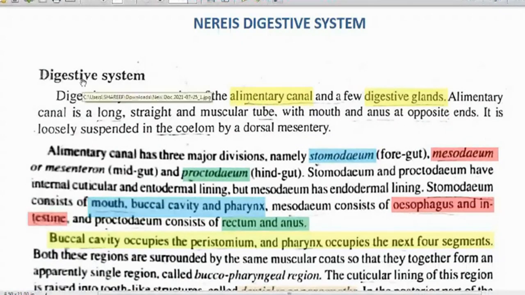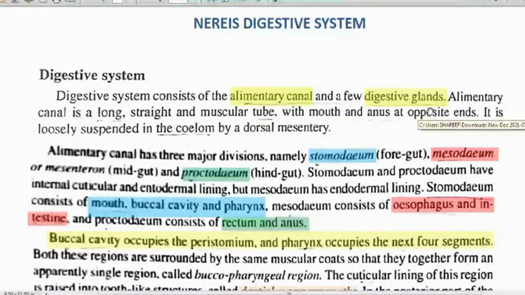When we analyze the digestive system of any organism, we can see that it is composed of mostly two components: the alimentary canal as well as digestive glands or associated glands. In human beings, there is an alimentary canal or gut, and associated with that are many digestive glands like pancreas, intestinal glands, gastric glands, liver, etc. So normally a digestive system of an animal is composed of an alimentary canal along with associated glands.